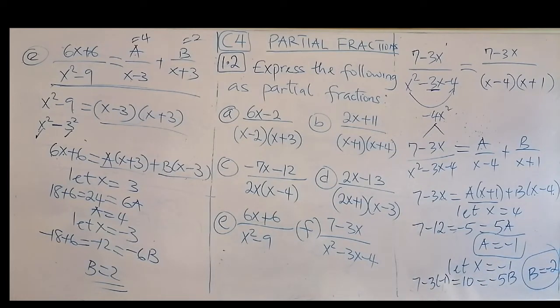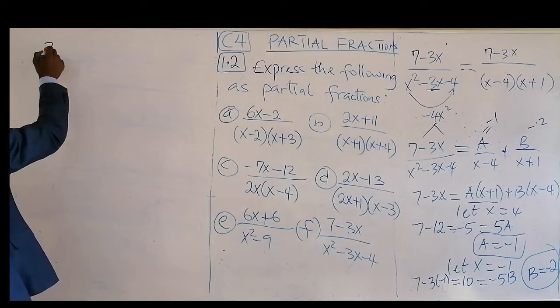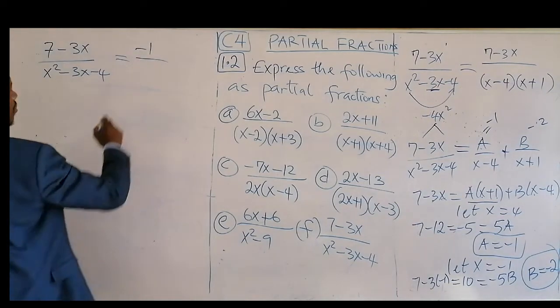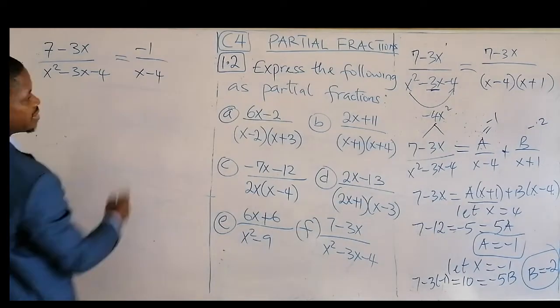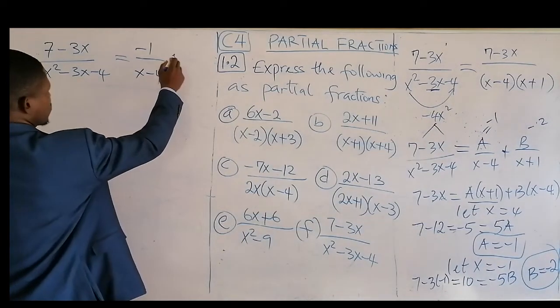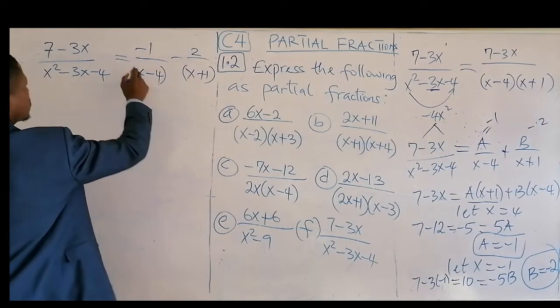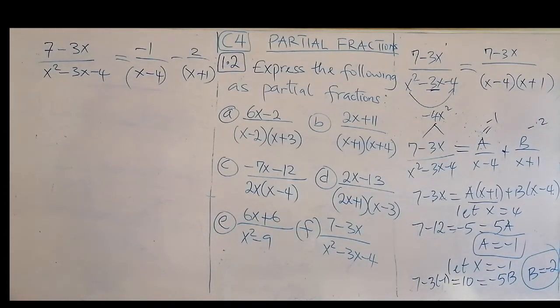So we've gotten all the parameters. Just come back here and substitute: this is minus 1, and this is minus 2. So that will be A here is minus 1 over x minus 4, then B is minus 2, so that will be minus 2 over x plus 1. Okay? So that's that on that question.